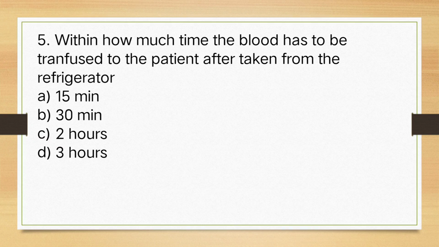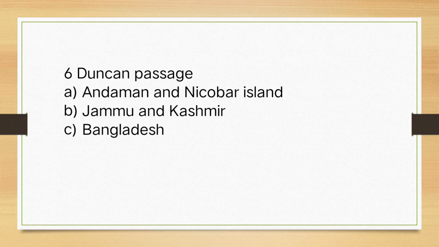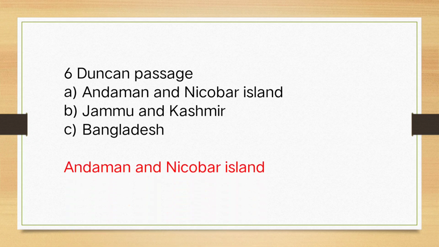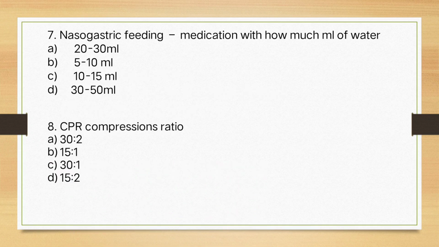Next one, within how much time does the blood have to be transfused to the patient after being taken from the refrigerator? 15 minutes, 30 minutes, 2 hours, 3 hours. So the answer is 30 minutes. In section 5 we have got Duncan Passage. It is located in the Andaman and Nicobar Islands.